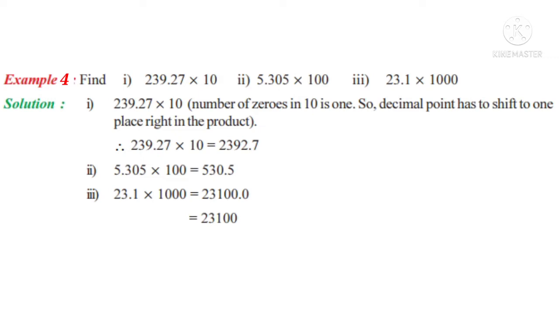Observe that there are three zeros in 1000. The decimal point will shift right by three digits, that is after 1, and then put two zeros after that, and put the decimal point. That is 23,100.0, that is 23,100.